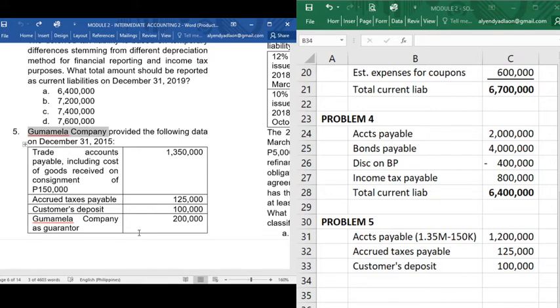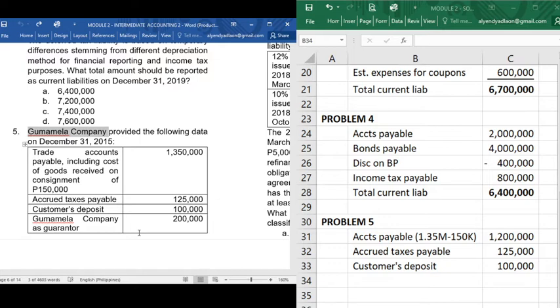Okay? And that amounts to 200,000 pesos. Now, question, since Gumamela Company is the guarantor, do we have to record this one in our accounts? This guaranteed 200,000? The answer is no. The answer is no. This liability of 200,000 will arise only once Sampaguita becomes insolvent. But if it is not yet insolvent, then our obligation to pay the 200,000 will not yet arise.